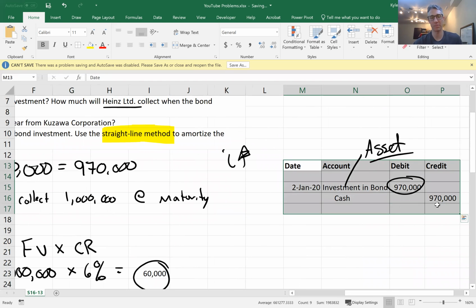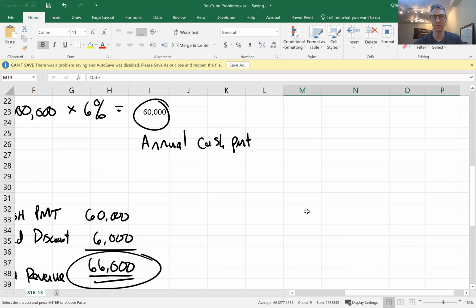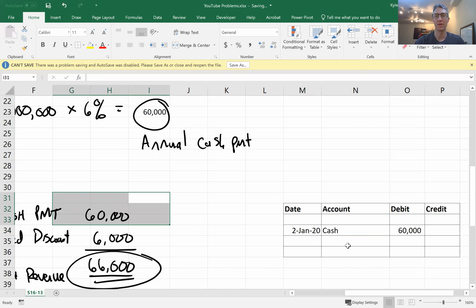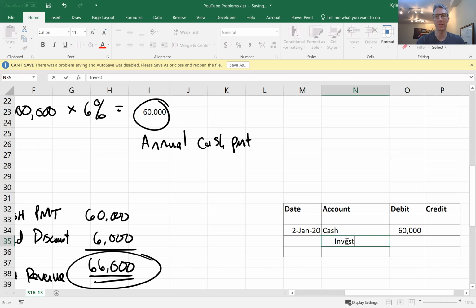And when they collect interest, of course, cash is going up. And let me just copy and paste my journal entry template down here towards number 3. When they collect interest, cash is going to go up. Cash is going to go up by the cash payment, which is $60,000. We previously had calculated that. Cash is going up because they're receiving interest revenue of 60,000, not 600, 60.